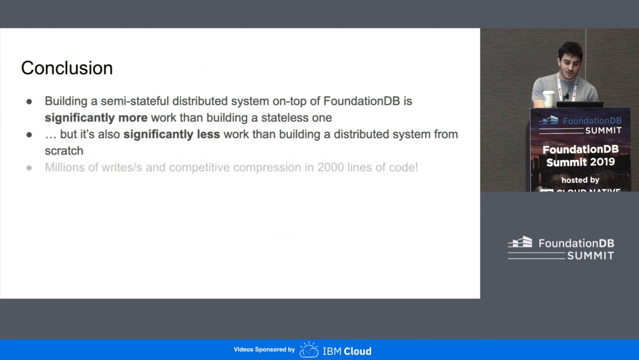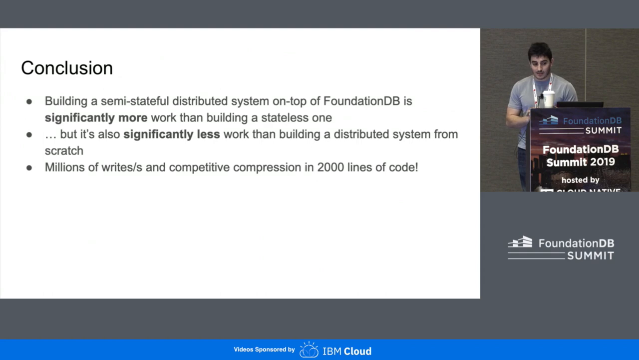So like I said before, this will do millions of writes per second and give you industry competitive compression in like 2,000 lines of code. I mean, obviously it'd probably be a lot bigger if I spent 3 to 6 months productionizing it, but it's not far off.